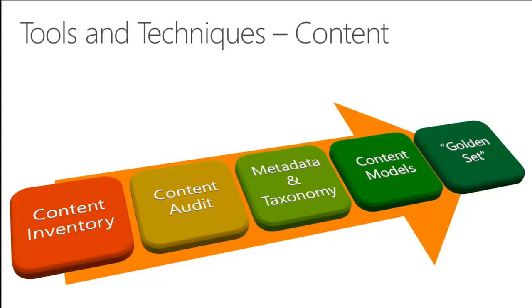You also have to know the metadata and taxonomy of your content. What kind of properties you have on the content. Why those properties are attached to the content today. Are they important properties or not? Do they have to be reorganized or are they fine as is? So you have to build up your own content models for all the content that you have and that you plan to have. And the last point on this slide is the golden set.